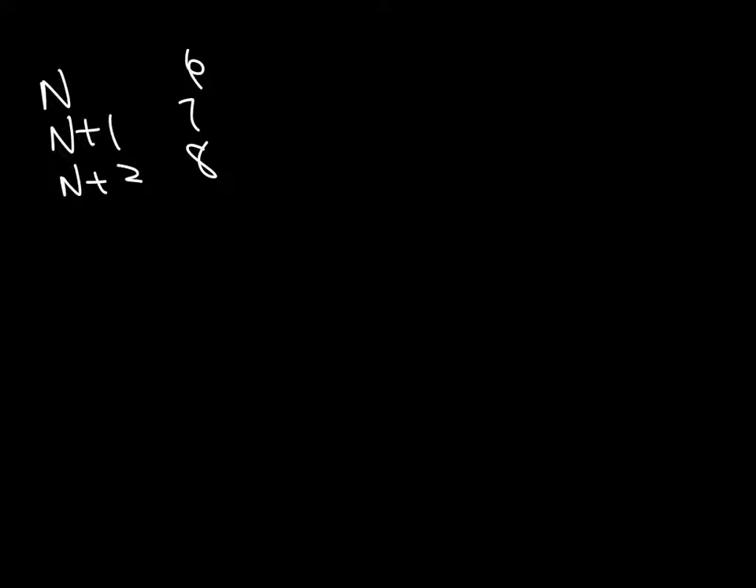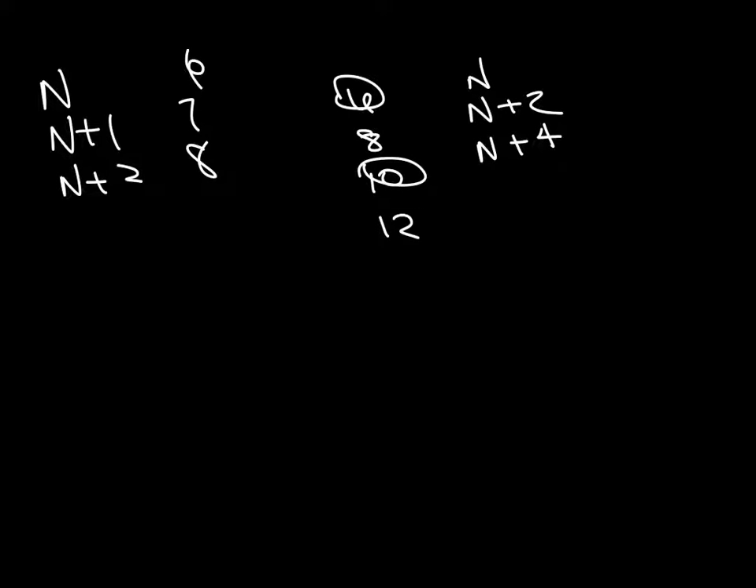Those are consecutive. Now what if we had consecutive odd, or consecutive even numbers, like 6, 8, 10, 12? Well, if this were n, how would we get to our 8? We would take whatever that n was and add 2 to it, right? 6 plus 2 is 8. Then we'd take 6 plus 4 to get 10, and 6 plus 6 to get 12.